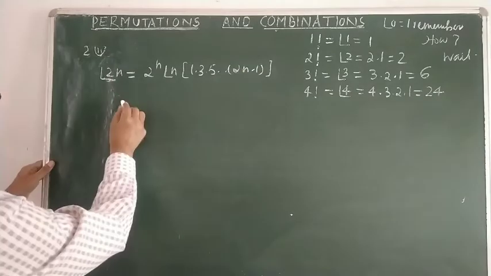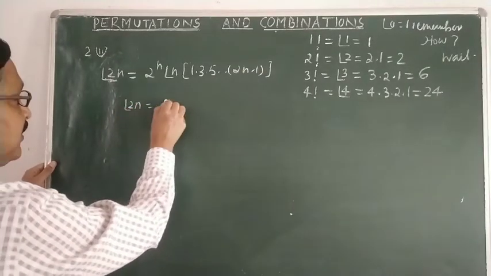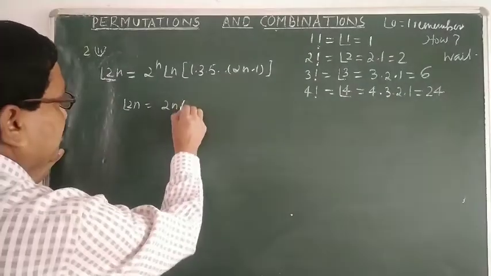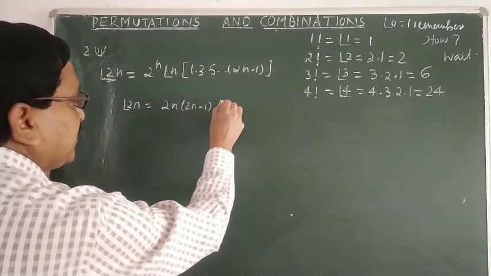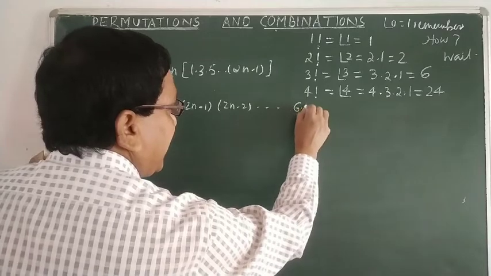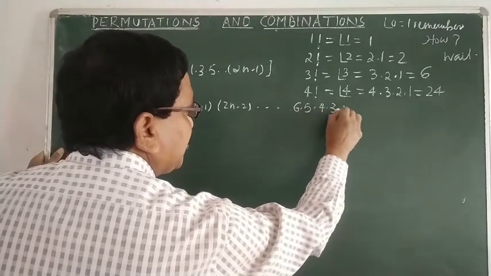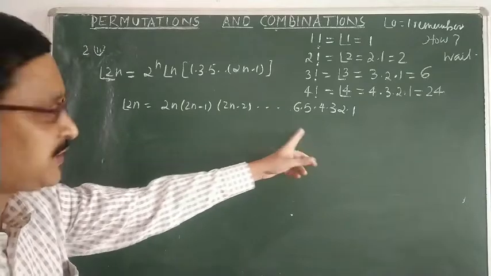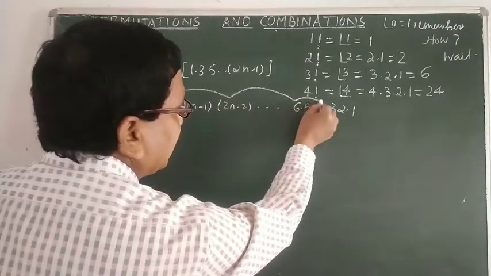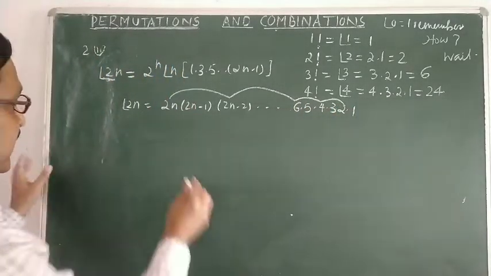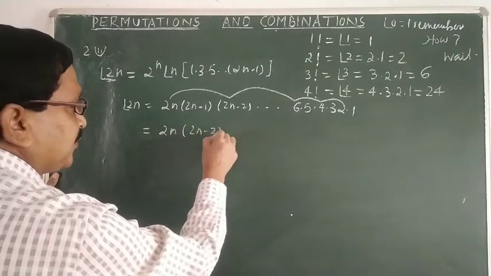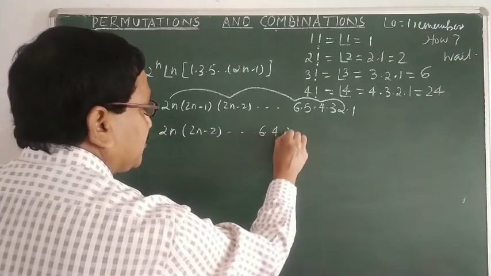Starting from LHS, factorial 2n. The number of terms will be 2n: 2n, 2n minus 1, 2n minus 2, and so on, 6, 5, 4, 3, 2, 1, starting from 2n and ending at 1. Now making two groups is better.